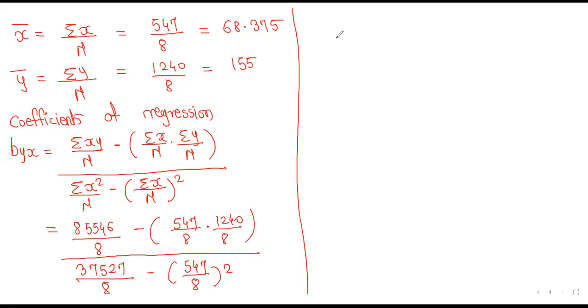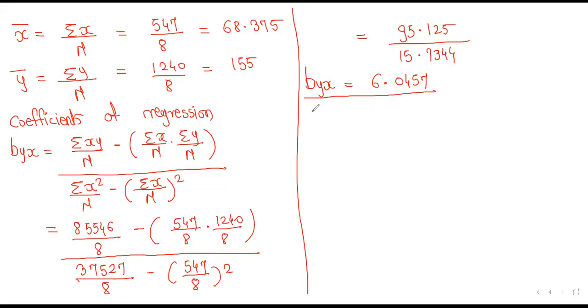So after simplification we get 95.125 divided by 15.7344. So the value of BY(x) is equal to 6.0457. Okay, now we calculate BXY.